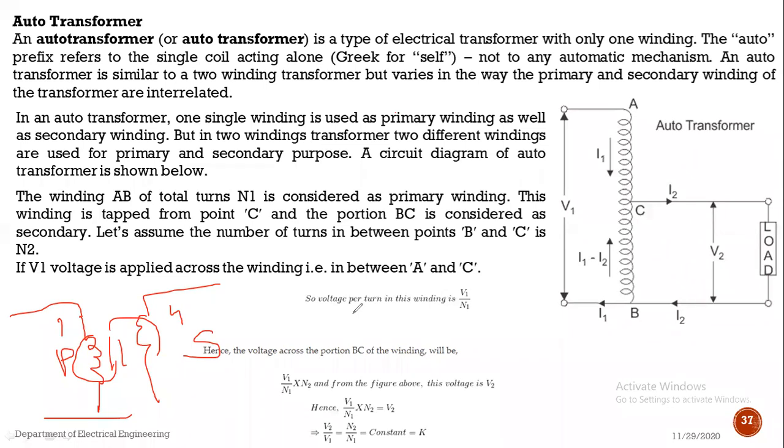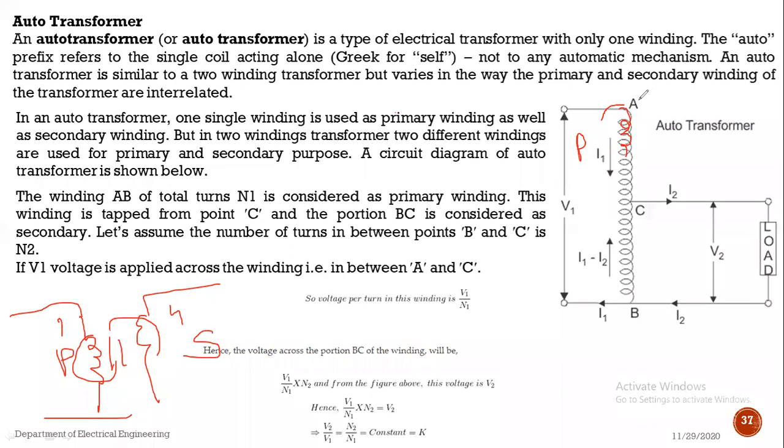It is inductively connected, as well as electrically connected. So the EMF induced in the secondary coil is induced inductively. See, it has only one winding. Some part acts as a primary winding and some part of that winding acts as a secondary winding. See, this is the one-winding transformer.